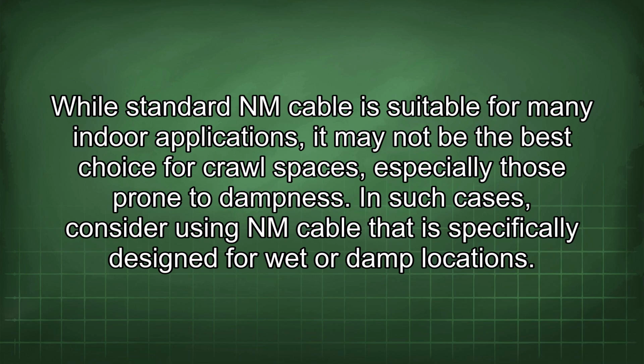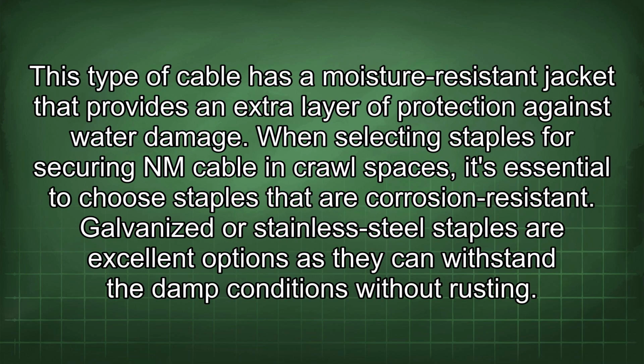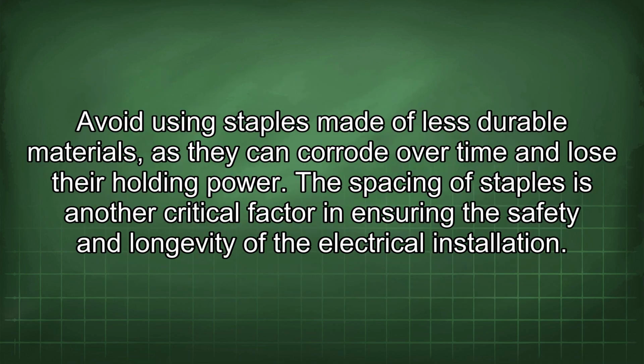In such cases, consider using NM cable that is specifically designed for wet or damp locations. This type of cable has a moisture-resistant jacket that provides an extra layer of protection against water damage. When selecting staples for securing NM cable in crawl spaces, it's essential to choose staples that are corrosion-resistant. Galvanized or stainless steel staples are excellent options as they can withstand the damp conditions without rusting. Avoid using staples made of less durable materials, as they can corrode over time and lose their holding power.